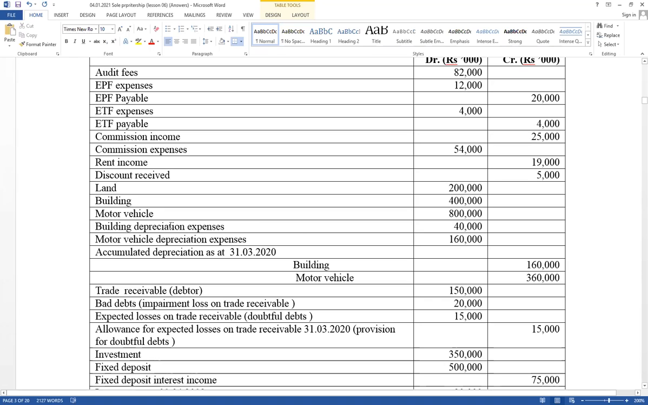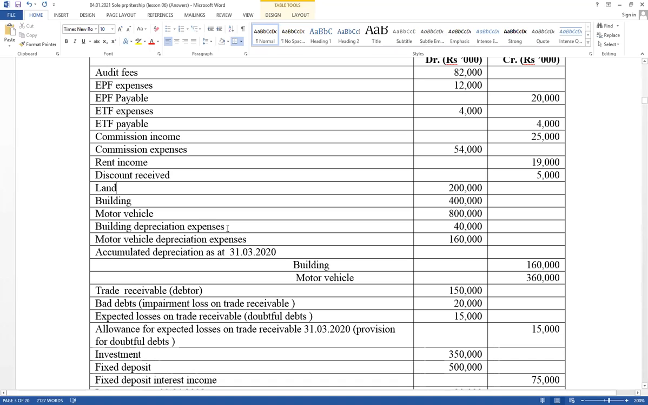Building depreciation expense under administration expense. Motor vehicle depreciation expense under distribution expense. All the expense should be included in the first column. And it has given accumulated depreciation. Accumulated depreciation is given as a closing balance.